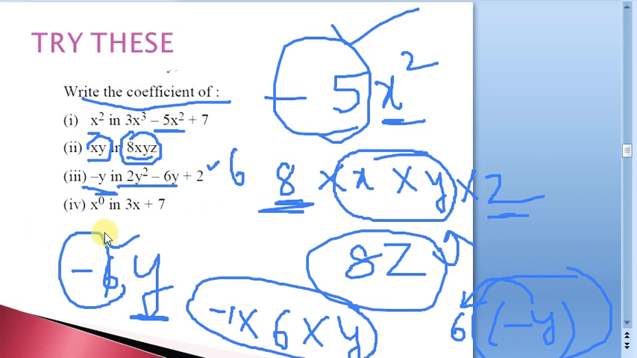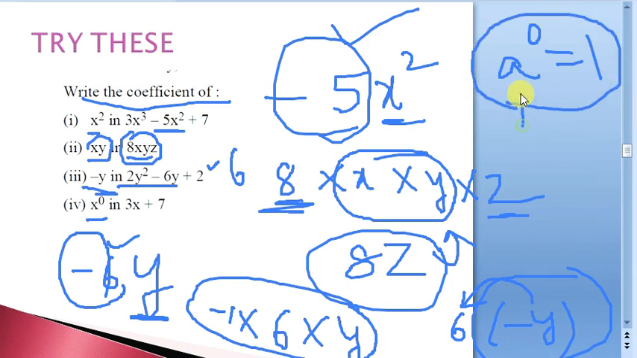Okay. Now see here the coefficient of x power 0. Always remember, any number power 0 will always be 1. A power 0 is 1, which is a very important identity that we have learned in our exponential laws. We have also seen the proof for this particular thing. Now we shall see this particular question in detail.